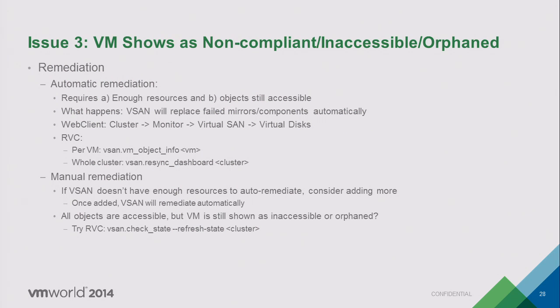Now, what do you do in these kinds of cases? The most important thing is that vSAN handles almost everything automatically, as long as it can. And the two things that it needs to be able to remediate: the object still needs to be accessible. The moment we've lost access, the moment we've lost quorum, we can't do anything anymore. But as long as we have quorum, as long as we have the object still accessible, vSAN will automatically remediate. We will just spin up a new copy somewhere else and move on.